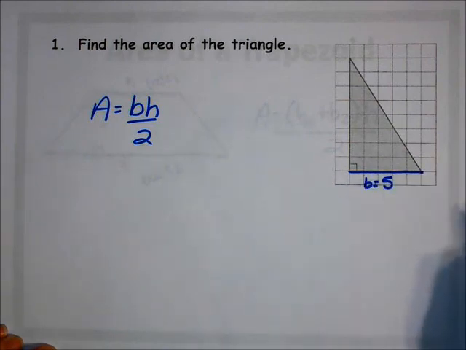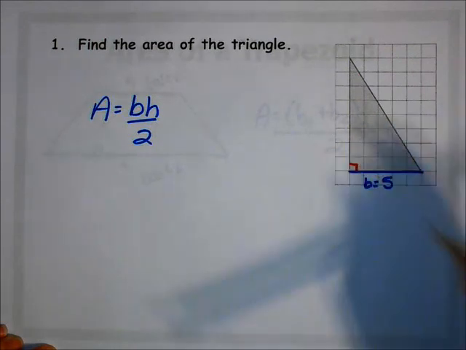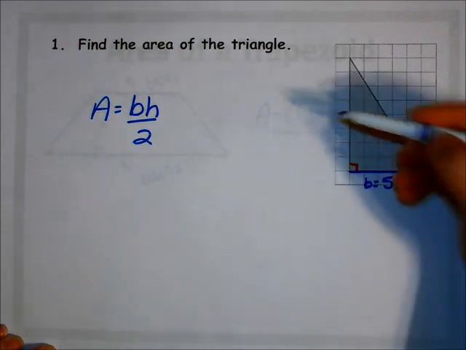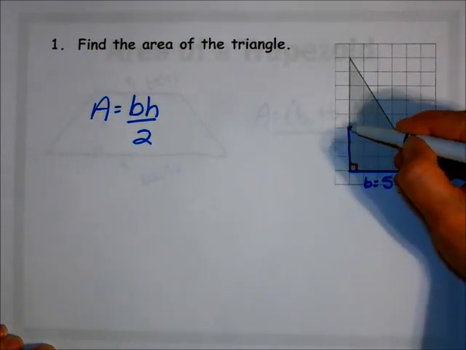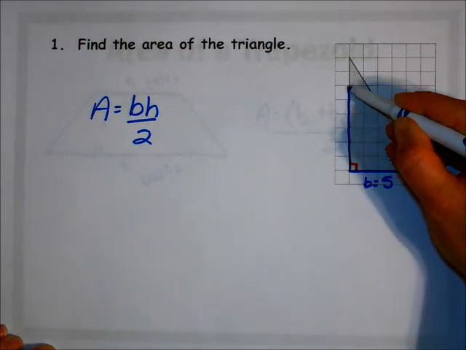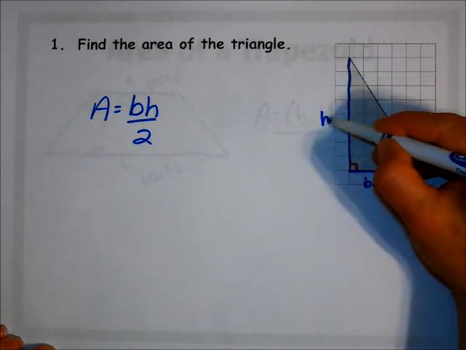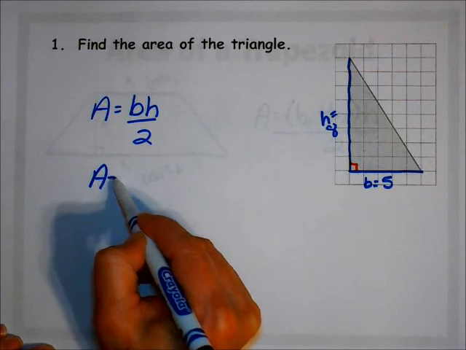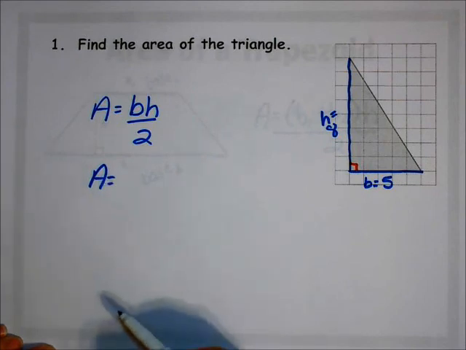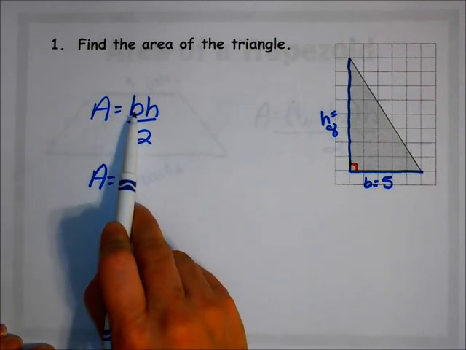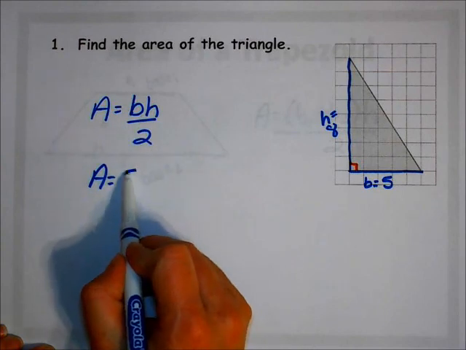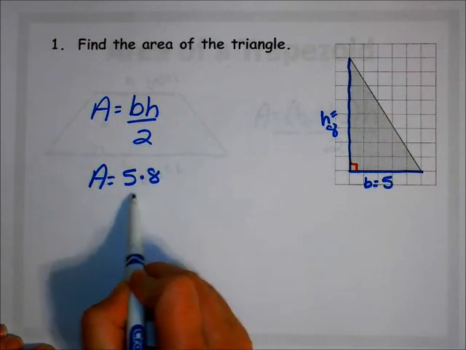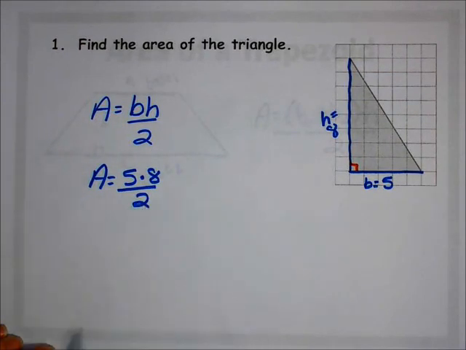And remember, my height is where it's standing up tall and straight at this right angle here. Here's that right angle. So my height is 1, 2, 3, 4, 5, 6, 7, 8. My height is 8 units. Now I can plug in my numbers. Instead of saying base times height, I'm going to say 5 times 8. Don't forget to divide by 2.